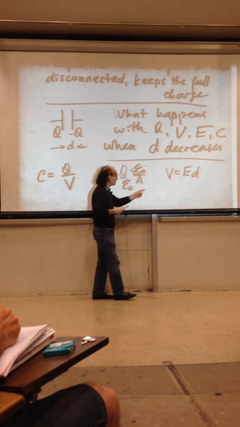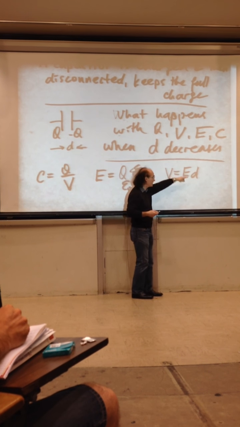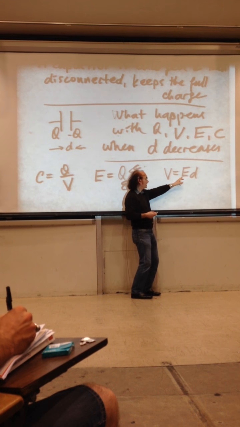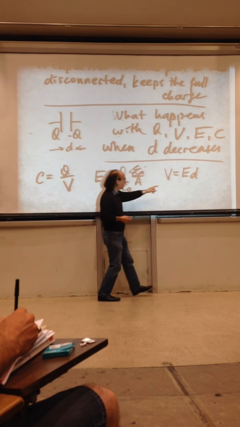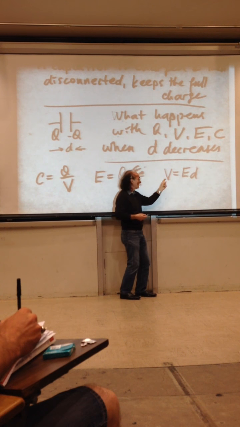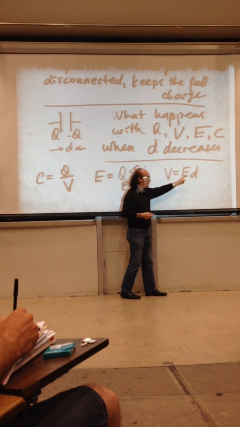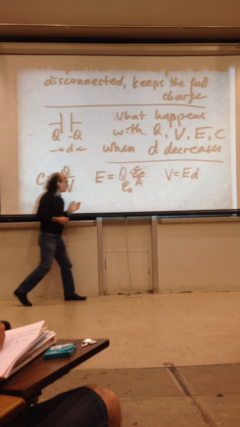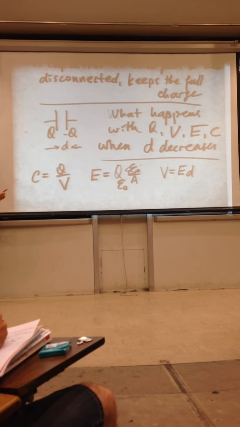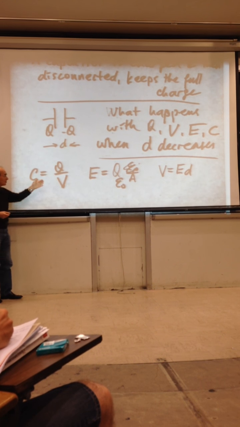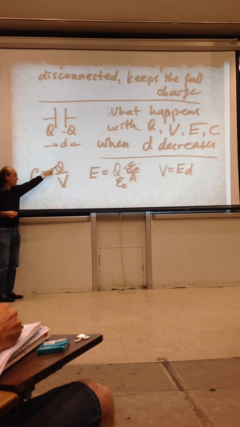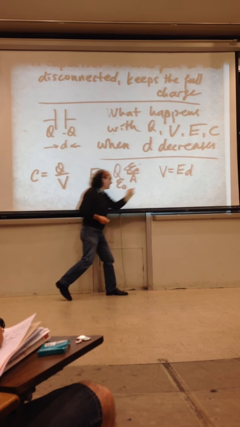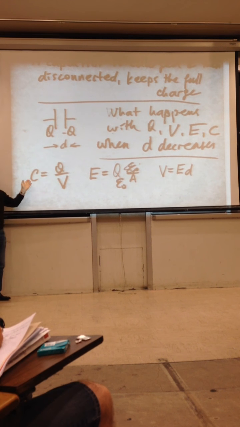So what is the potential difference? The field is potential difference divided by distance, so the potential difference is field times distance. If the field stays constant and the distance decreases, then the potential difference decreases. If separation increases, potential difference increases. Then you can come back to the capacitance and determine what happens with capacitance. If separation decreases, capacitance increases.